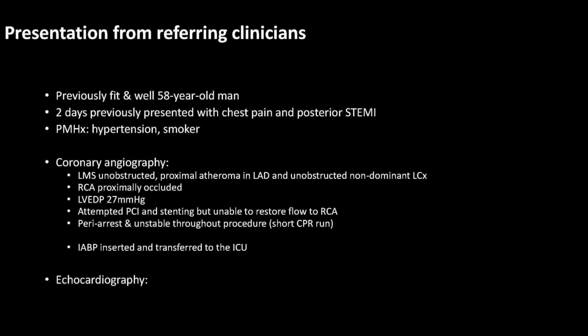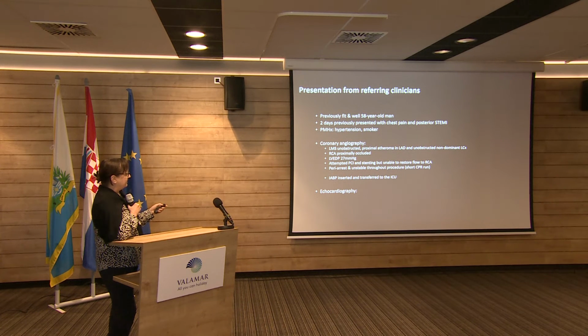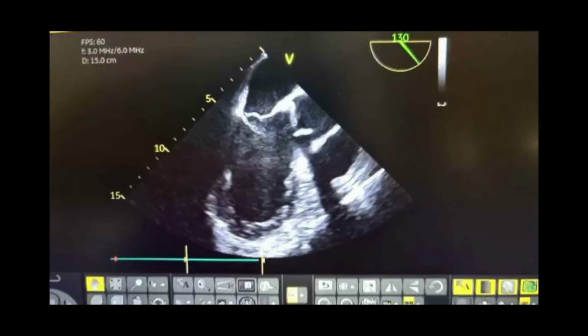So as we knew, this is the data we got during our MDT. He'd presented with chest pain. He had a posterior STEMI. He was a hypertensive smoker. This is what his angiogram looked like. So he had an approximately occluded right coronary, he had an EDP of 27. They tried to stent the right coronary and weren't able to be successful. He had a bit of a cardiac arrest on the table. They put a balloon pump in, they put him back on the ICU and they did an echocardiogram.